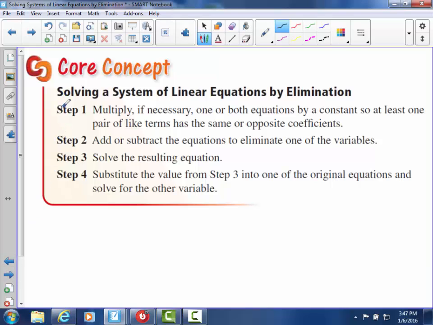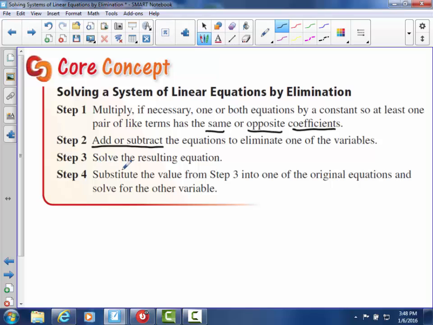All right, so we have some steps designed to help you solve by elimination. Step 1 says multiply, if necessary, one or both equations by a constant so at least one pair of like terms has the same or opposite coefficients. We want one set of variables to have the same or opposite coefficients. Once we've done that, we will add or subtract the equations to eliminate one of the variables.